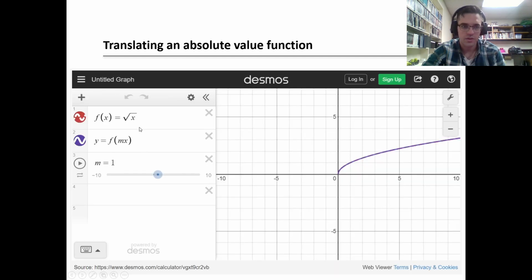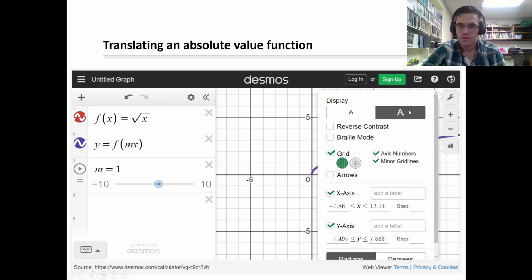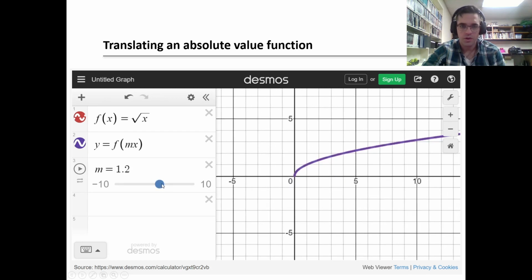Let's demonstrate that right here. So if m is 1, then we have just the square root of x being graphed right there. And if we make m a bigger number, we're going to vertically stretch this graph. It's like we're pulling the bottom and the top of the page away from each other. If m is less than 1 but greater than 0, we're going to smush this graph like a pancake. But when m is negative, we're going to reflect it over the y-axis. And so m equals -1 is the same graph as our original parent function, just reflected over the y-axis.